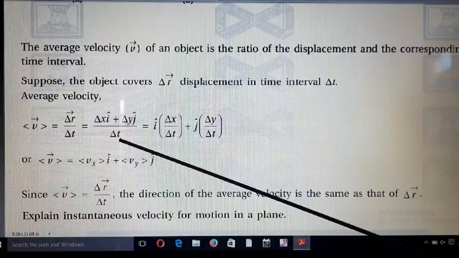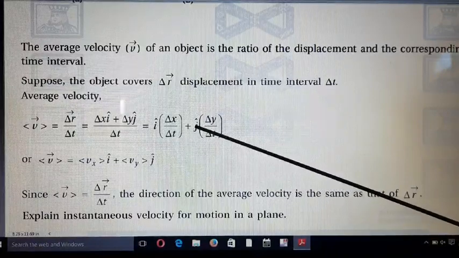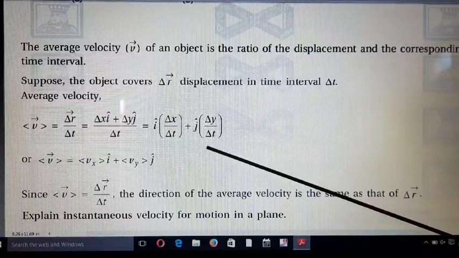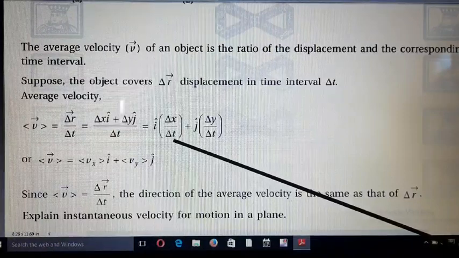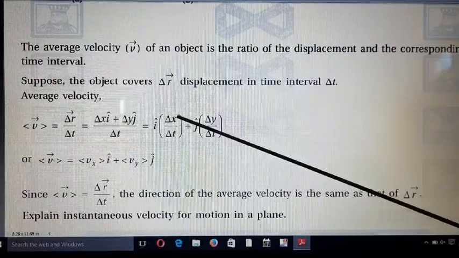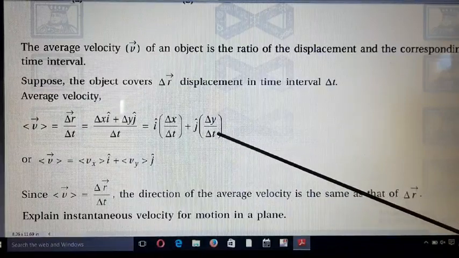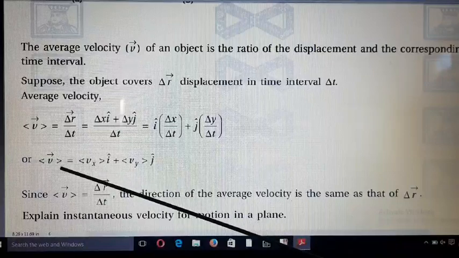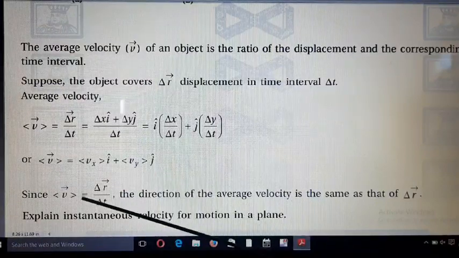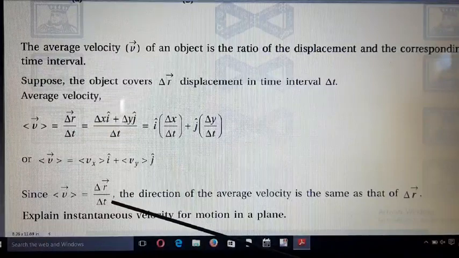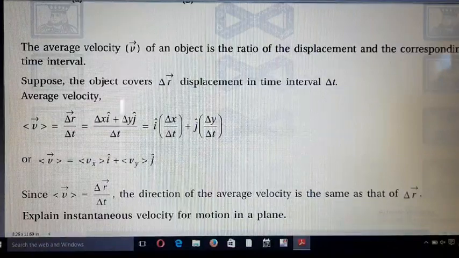Now we separate it. We can write i caret delta x upon delta t plus j caret delta y upon delta t. Here delta x is a displacement and delta t is a time. So according to the definition of velocity, delta x upon delta t is vx, and in the same way delta y upon delta t is vy. So we get average v is equal to average vx i caret plus average vy j caret. Since average v is equal to delta r upon delta t, the direction of average velocity is the same as that of delta r.